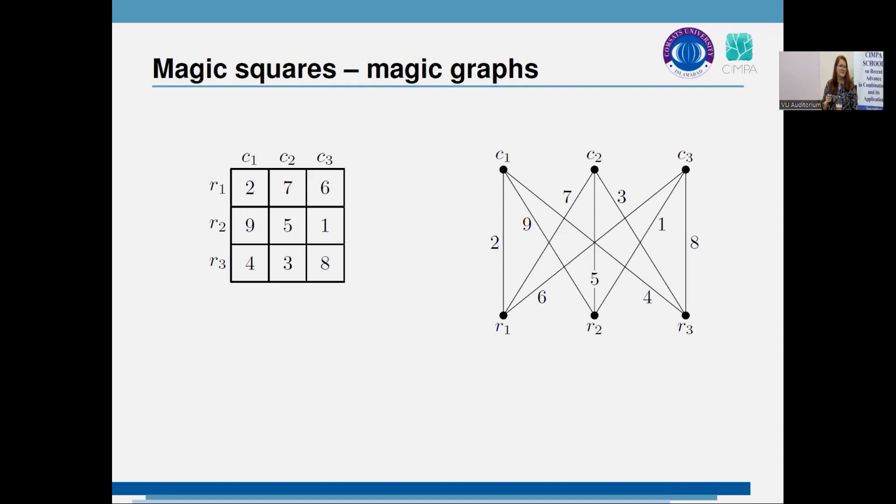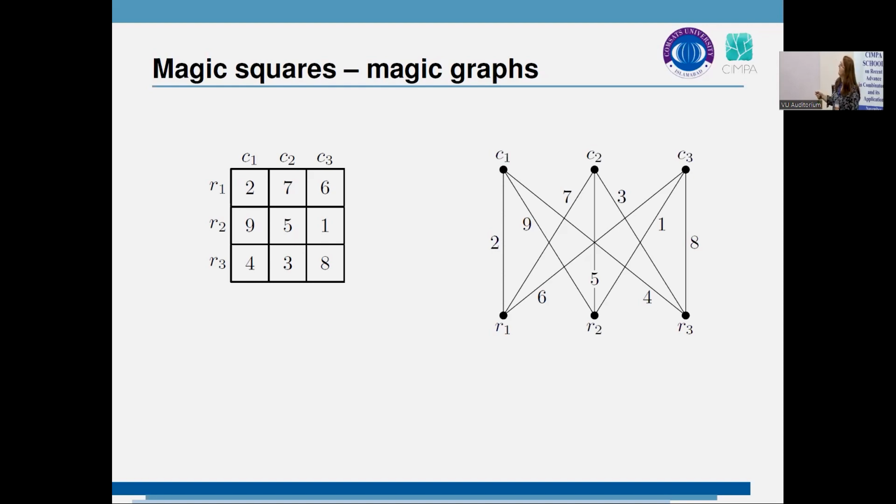What is the sum? 50 for this vertex. 50 for C3. And for the vertices on the bottom, 50 for all of them. Is it surprising for us? Why? It was constructed from a magic square.